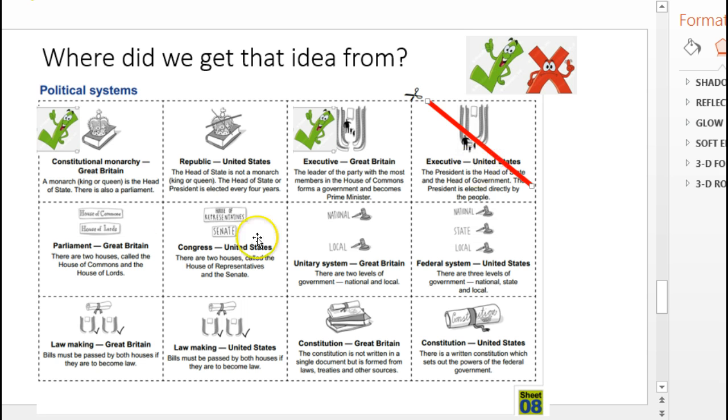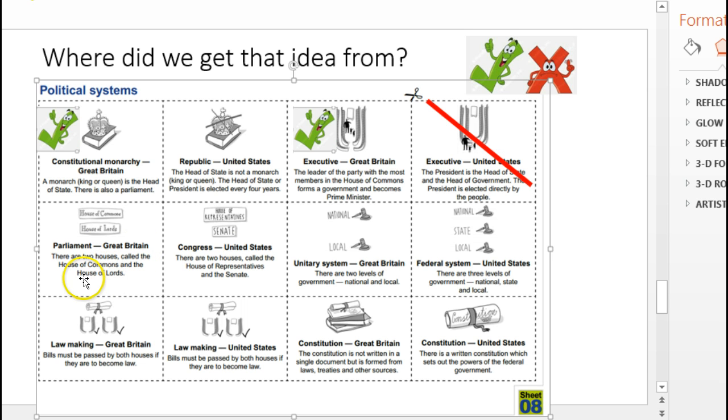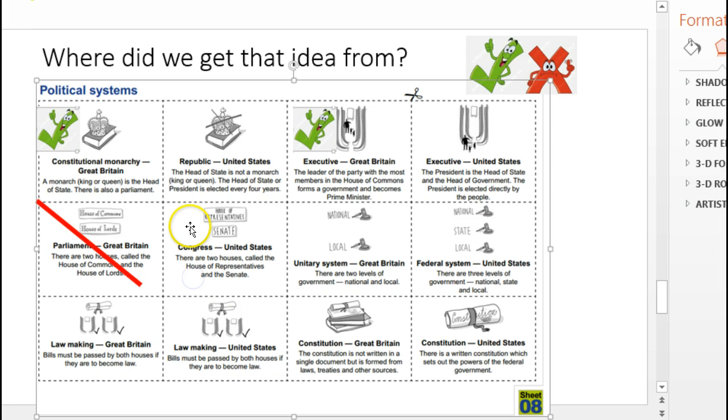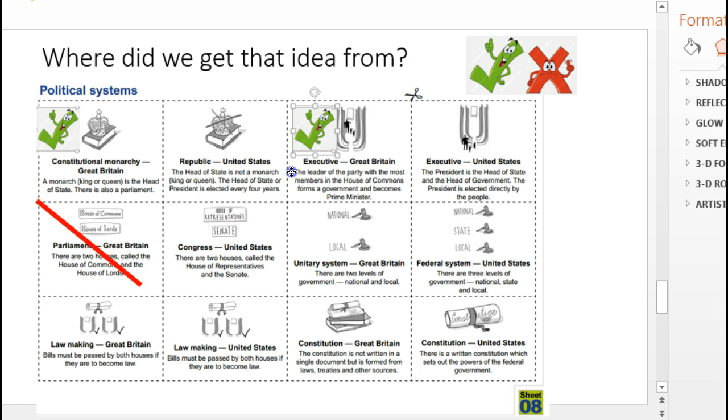All right. Okay, let's go down to our next line down here. There are two houses called the House of Commons and House of Lords. Do we have the House of Commons and House of Lords? We have two houses, but they're definitely not called House of Commons and House of Lords. So, no, we did not steal that idea from Great Britain, but on our next one, there are two houses called the House of Representatives and the House of Senate. Yes, we did steal that idea from the USA. We have the House of Representatives and the House of Senate.